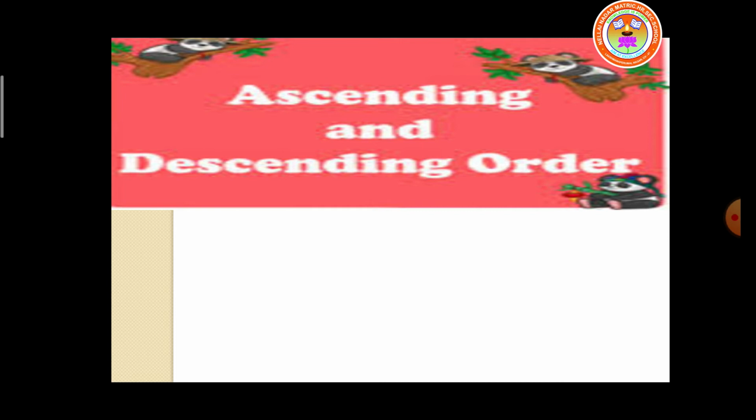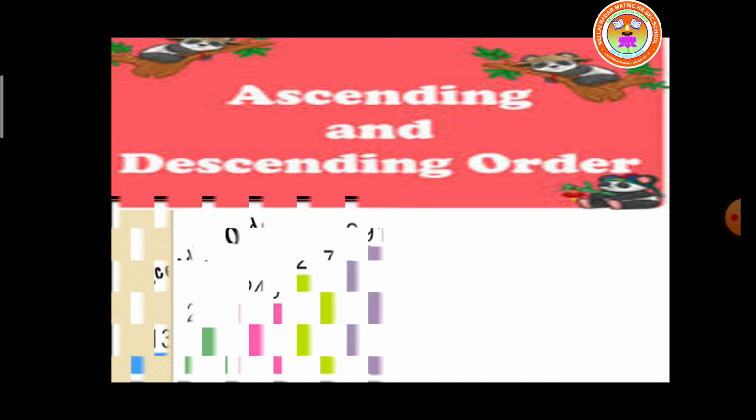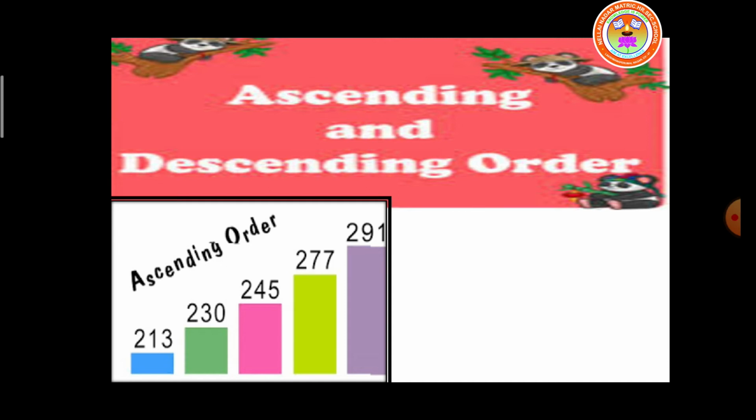Now we are going to see ascending and descending order. In the second video itself, I explained the concept of ascending and descending. First, we are going to see ascending order. It's an arrangement of numbers from smaller to bigger. See, I have given one bar chart here. See, 213 is the smallest number. Then 230 is bigger. Then 245 is bigger than 230. Then 277 is bigger than 245. Then 291 is bigger than 277. So it is the arrangement of ascending order.